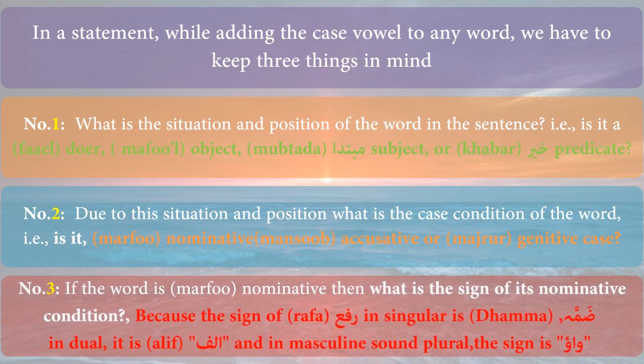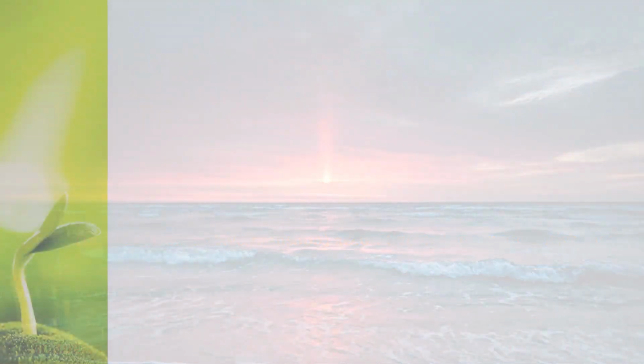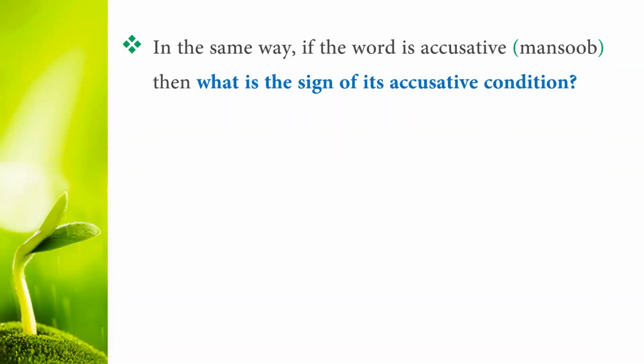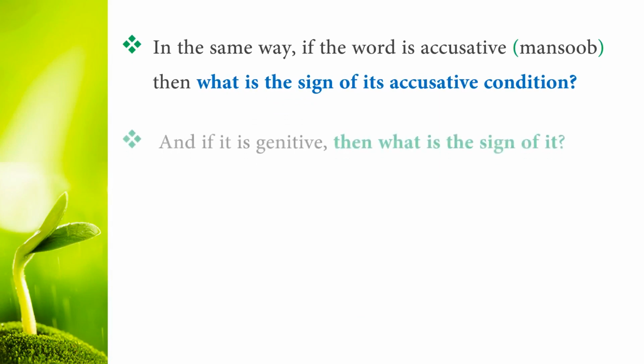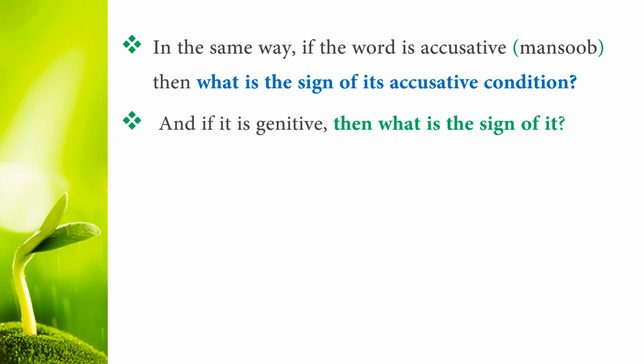Number 3, if the word is marfu', nominative, then what is the sign of its nominative condition? Because the sign of rafa' in singular is dhamma, in dual it is alif, and in masculine sound plural the sign is vav. In the same way, if the word is accusative, mansoob, then what is the sign of its accusative condition? And if it is genitive, then what is the sign of it?